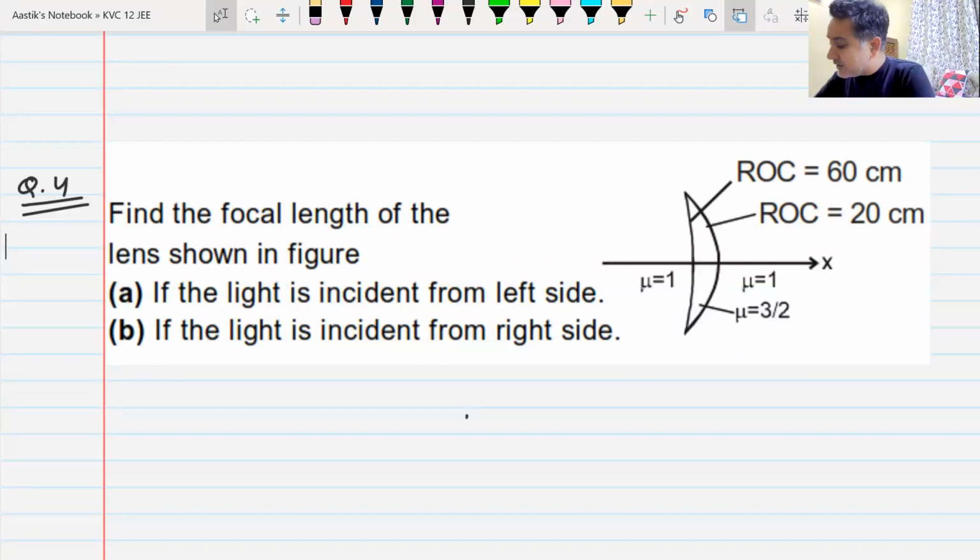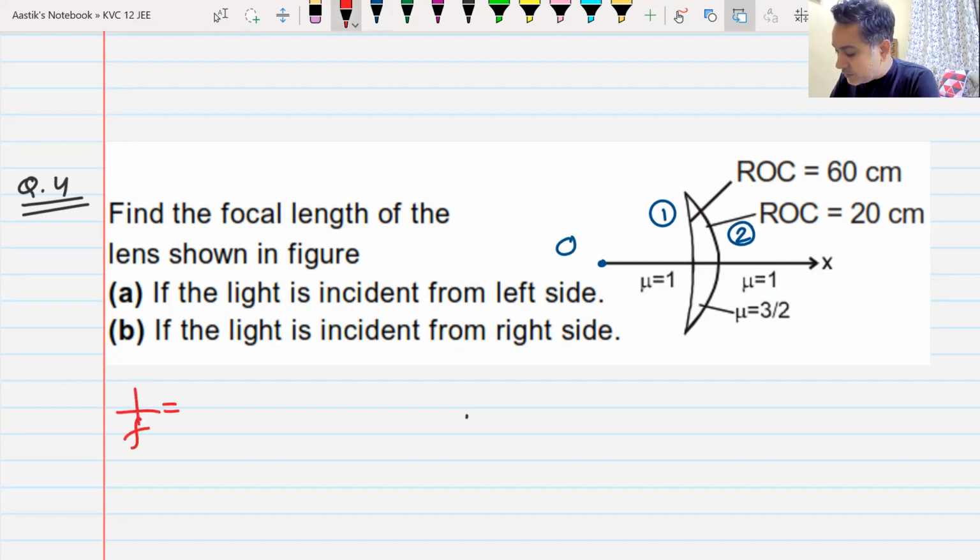So let us take light incident from the left hand side. So this is the object. This becomes my surface 1. I'll have to be careful. This becomes my surface 2. Let me put the formula, my dear friends. 1 by f will be equal to mu minus 1 times 1 by r1 minus 1 by r2.